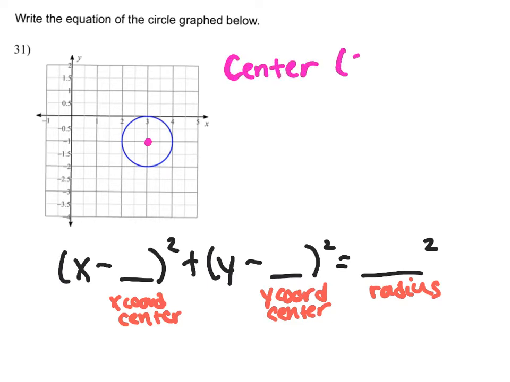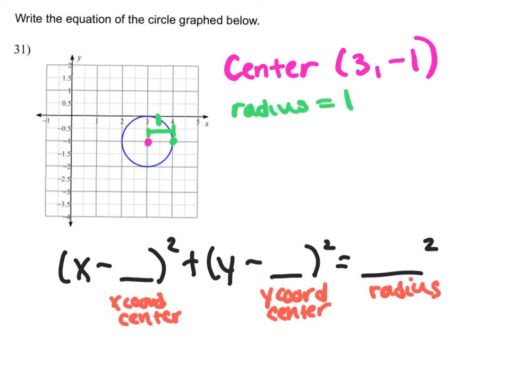Now, for this problem, we can identify that our center is located at 3, -1. And our radius is the distance from the center to a point on the circle. And since it's exact, we can just count. In this case, since we're going over 2 boxes, and the boxes increase by 1/2, I'd be going up by 1. So the radius equals 1.